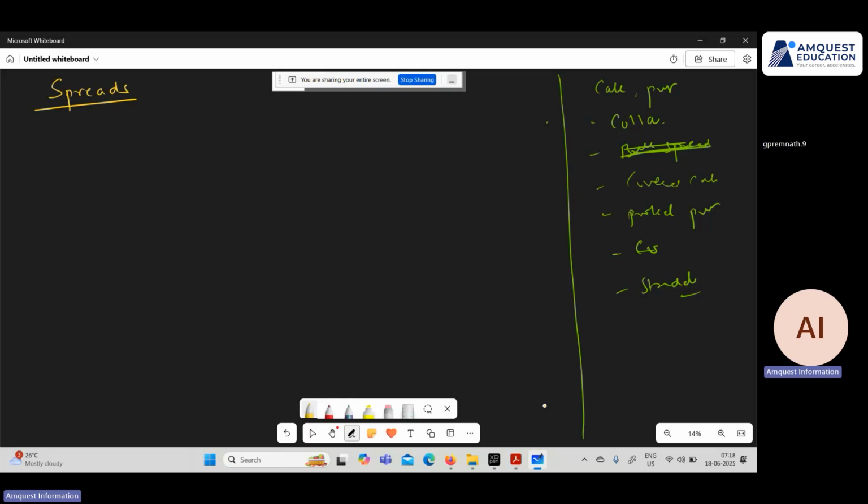So when I say spread, it means that you are not really going to buy something as stock, but you will play around with options to get the spread. Now, what does that mean? There are two strategies in this. One is a bull spread.